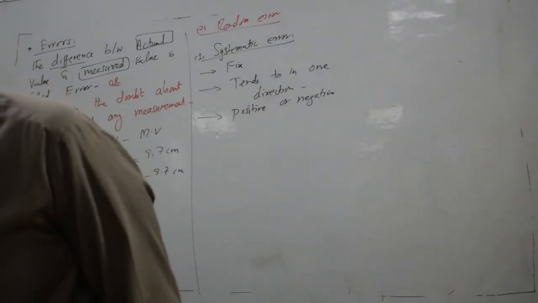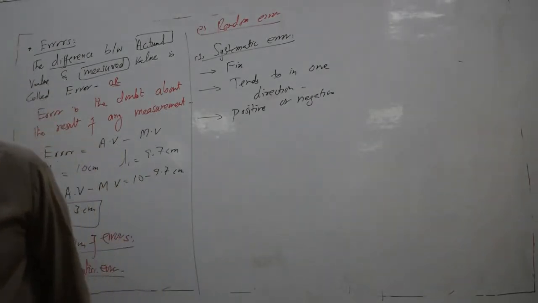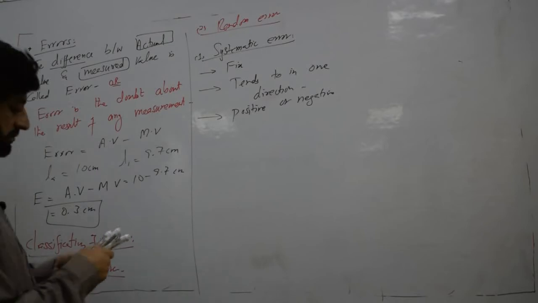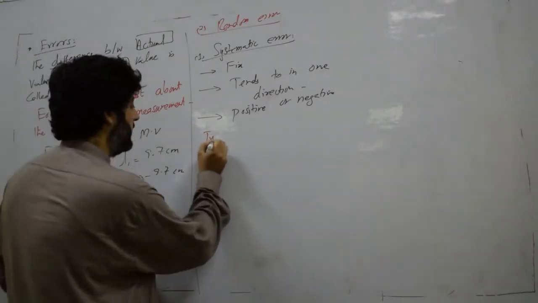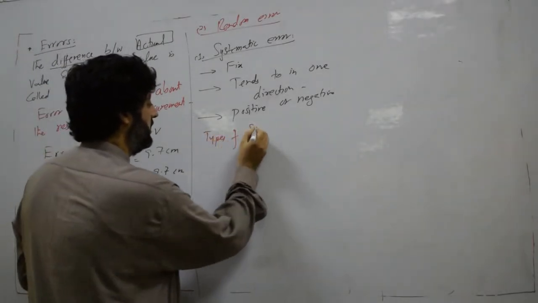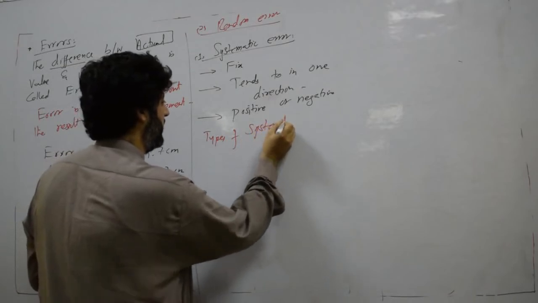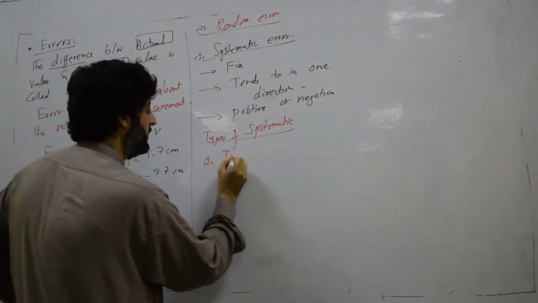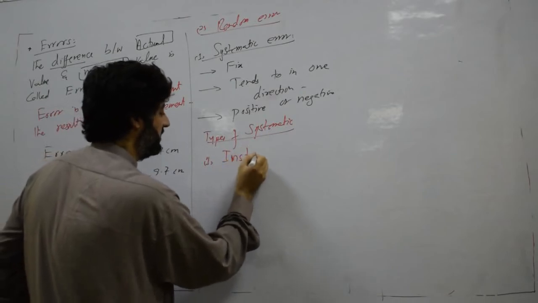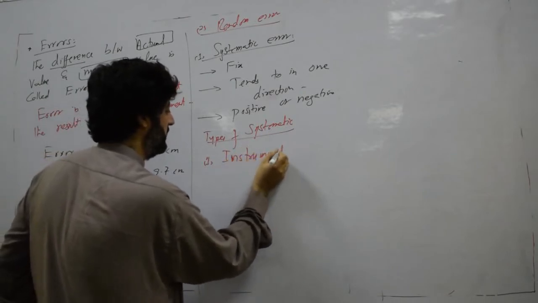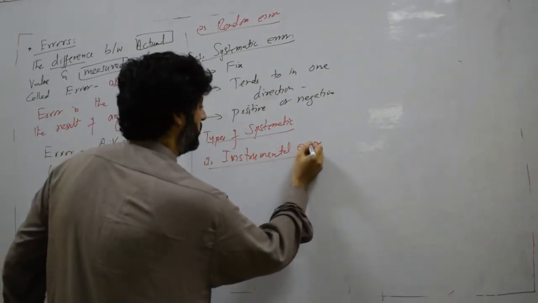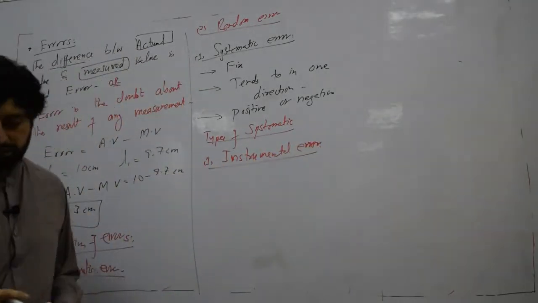Now we are discussing the types of systematic error. The first type is instrumental error. Okay, instrumental error.